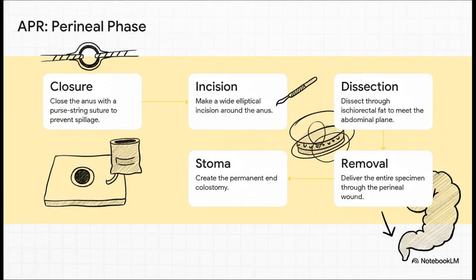Then comes the perineal phase. We suture the anus closed to prevent any tumor spillage. A wide elliptical incision is made around the anus, and the dissection proceeds upwards through the fat of the ischiorectal fossa to meet the abdominal dissection plane at the levators. This allows the entire specimen, rectum, anus, and mesorectum, to be delivered out through the perineal wound as one single en-bloc piece. And finally, the permanent end colostomy is fashioned on the abdominal wall.